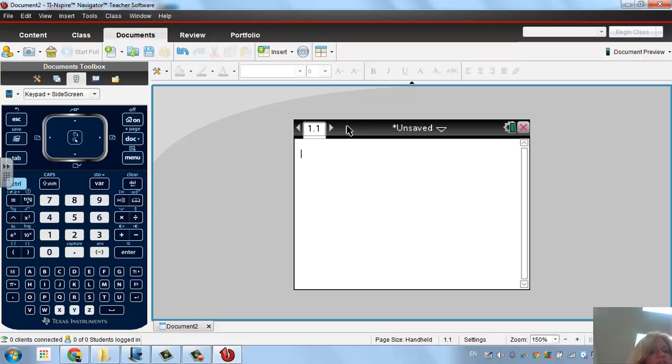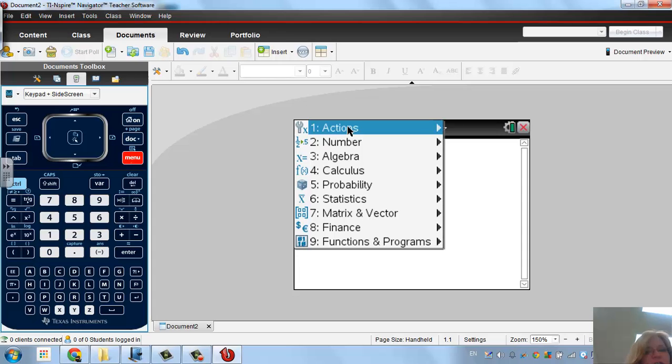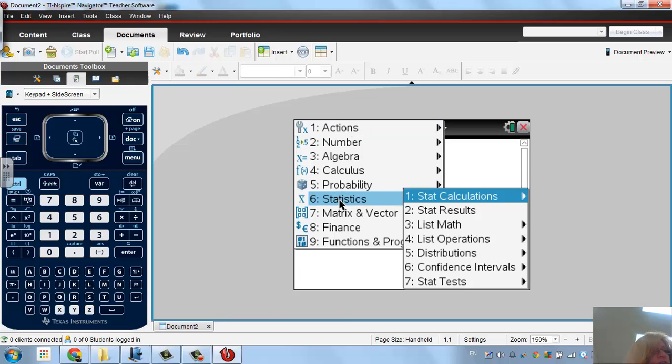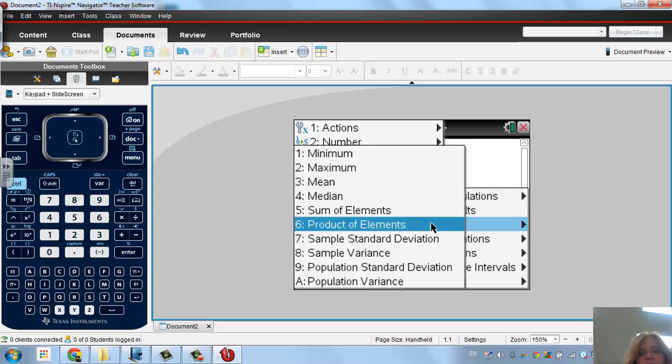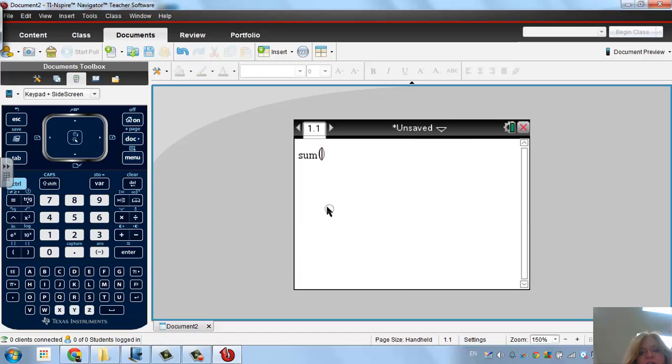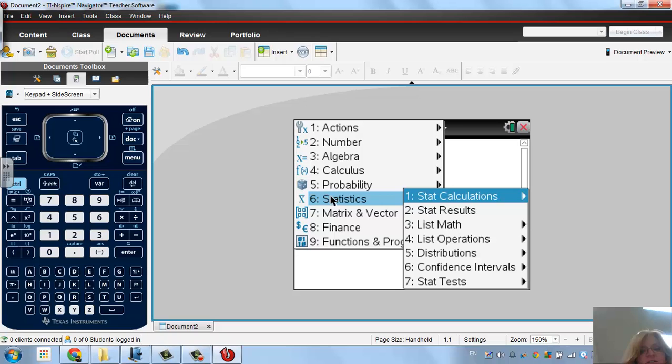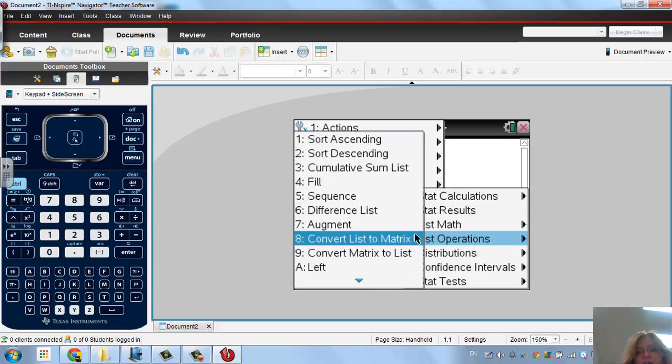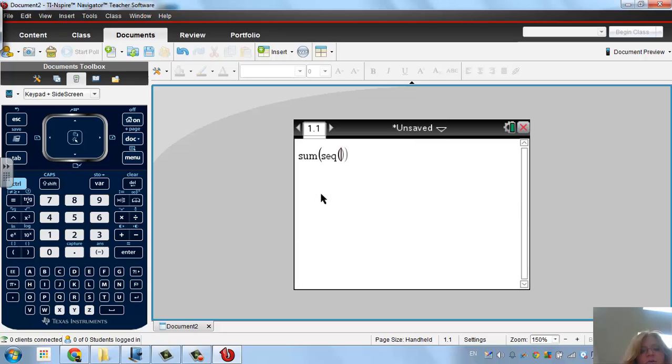Okay. So first of all, we're going to do menu, just like I said. And then you're going to hit 6 for statistics, and then 3 for list math, and then we're going to hit 5 for the sum. So the sum will show up. That was the first part. Then we're going to hit menu again. We're going to do statistics again, and now we want to do the 4 for list operations, and then 5 for sequence. So it says sum of the sequence of numbers.